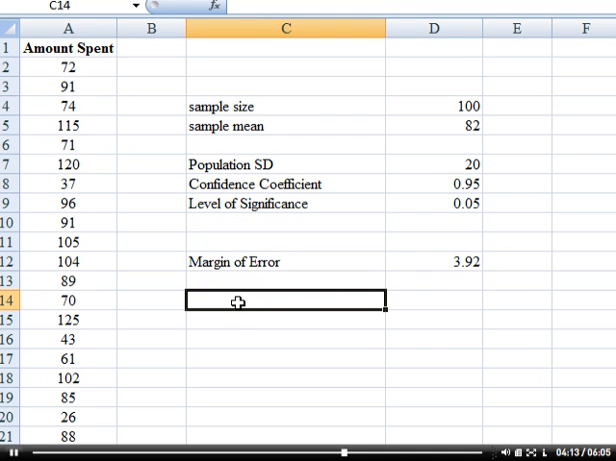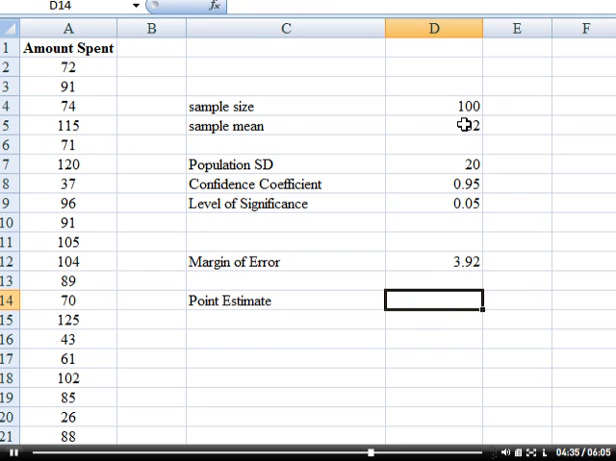Now we need to construct a confidence interval around the point estimate of the number of sales, which is the sample mean. So here let's write point estimate again. And the point estimate is just the sample mean here. That was our estimate, so we put that here. So we can write equals D5.